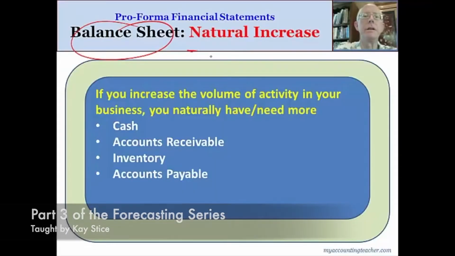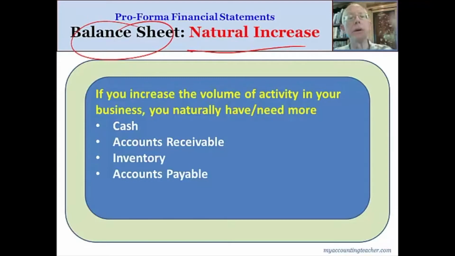On the balance sheet, some things naturally increase as my sales go up. So if you increase the volume of activity in your business, you're going to naturally have more cash. How does that work? If my business is bigger, then I'm going to have more employees. I've got more bills to pay. I've got more transactions to service, so I just need more cash in the bank.